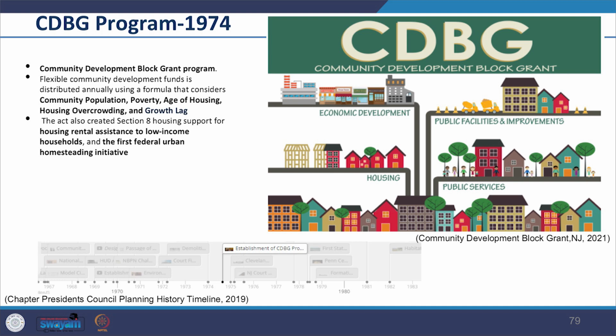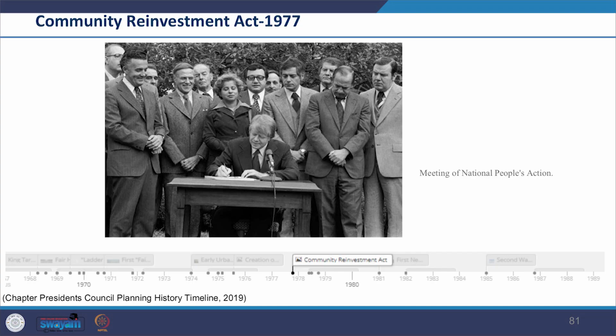The Act also created Section 8 Housing Support, which provides housing rental assistance to low-income households, and the first federal urban homesteading initiative. Later in 1977, we see the Community Reinvestment Act. So, President Jimmy Carter signed the Community Reinvestment Act into law to address discriminatory lending practices, including redlining practices that prevented racial minorities from getting housing loans.